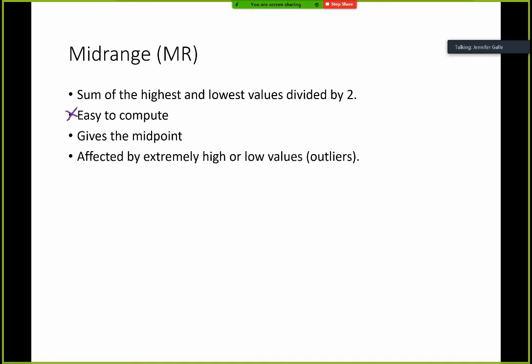The downfall of the mid-range is if you have an extremely high or an extremely low value, those are referred to as outliers. We'll talk about them a little more later in the chapter. An extremely high or extremely low value can make your mid-range a lot higher or a lot lower than what it should be. And we will talk about outliers later in this chapter, not today.